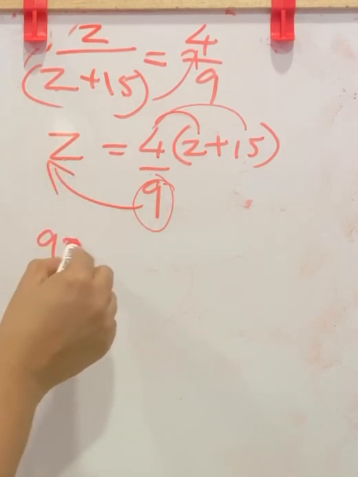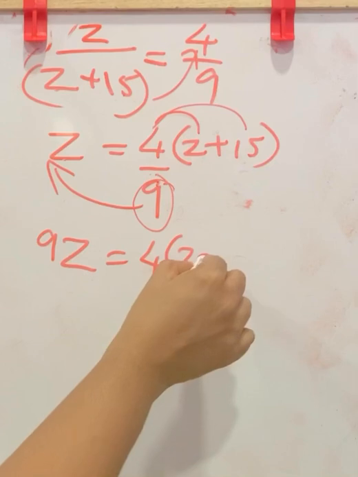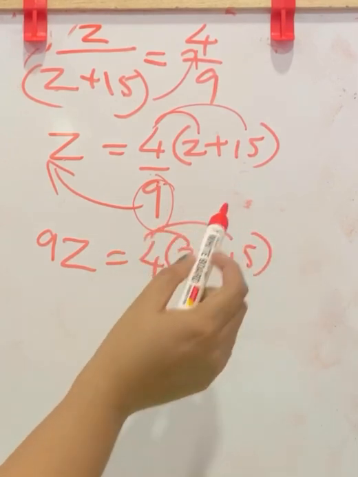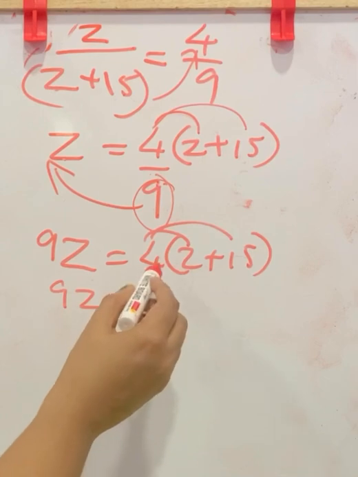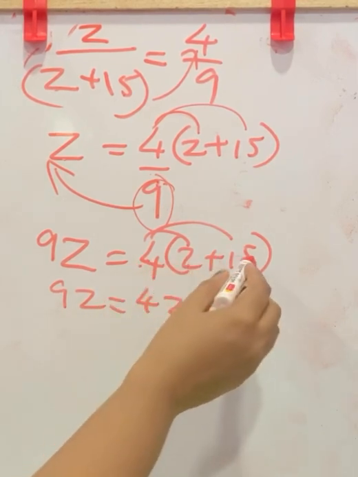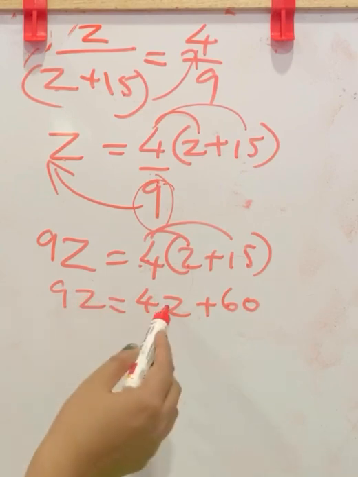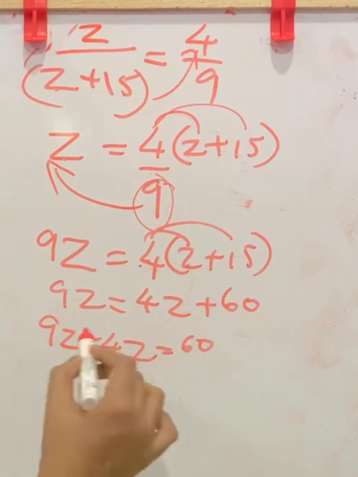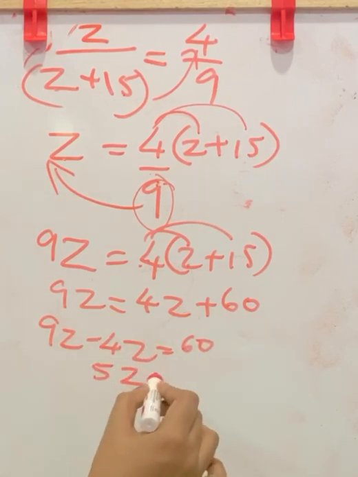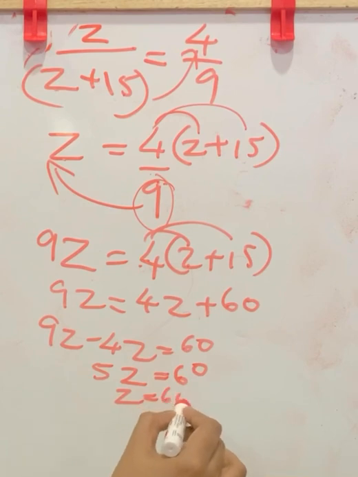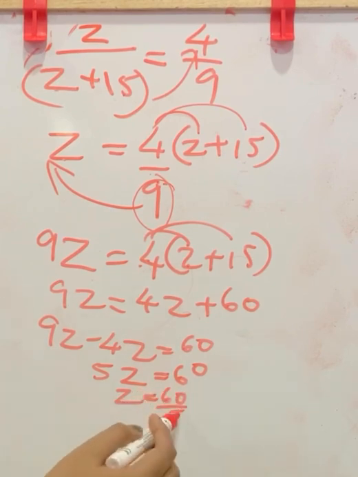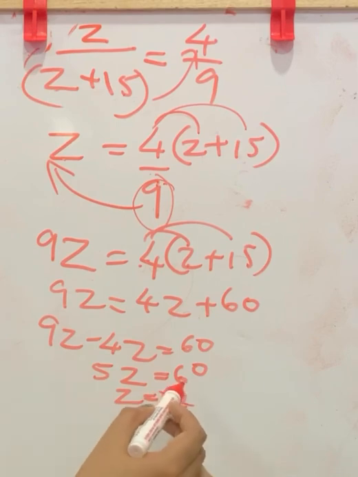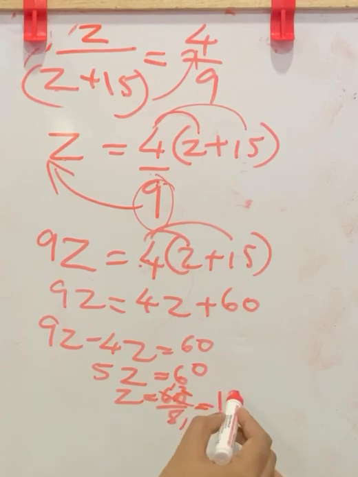That is 9z is equal to 4 into (z plus 15). You can open with 4. 9z is equal to 4z plus 4 into 15 is 60. Now taking z's to LHS, 9z minus 4z is equal to 60. That is 9 minus 4 is 5z equal to 60. z equal to 60 by 5. Both are multiples of 5. 5 ones are 5 in 60. 1 5 is 5. Balance 1, 2. 12 by 1 is the answer. z is 12.